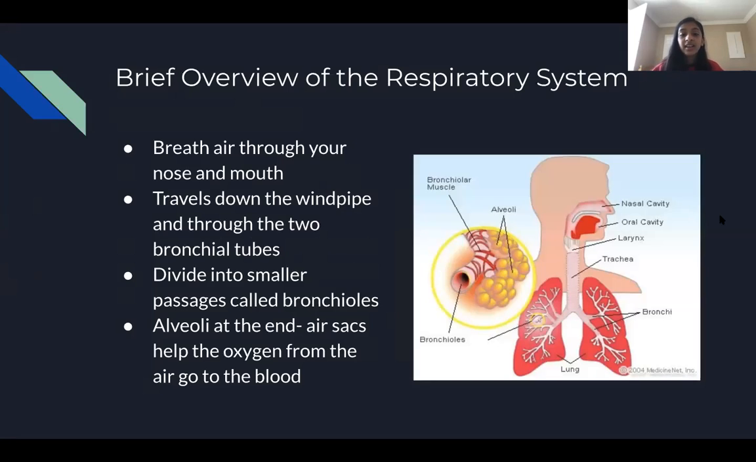Now, let's talk about the respiratory system briefly. You breathe air through your nose and mouth, and once you inhale, it goes down your windpipe and then divides through two bronchial tubes, as shown in the picture on the right. The bronchial tubes then divide into smaller passages called bronchioles in the lungs. And at the end of these bronchioles, there are air sacs called alveoli. These alveoli move the oxygen from the air into the bloodstream.